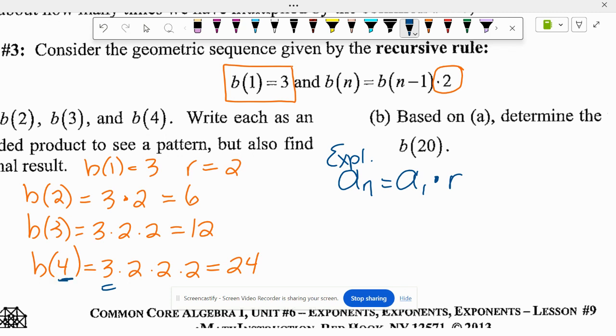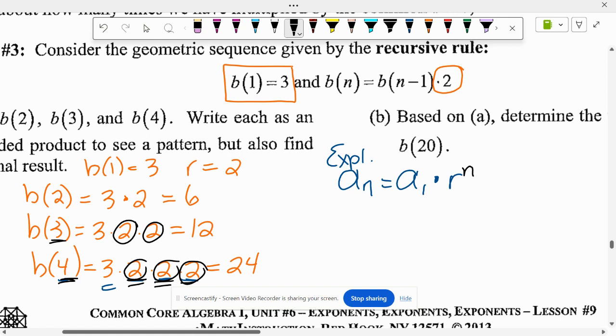But if I'm looking for the fourth term, how many times do I multiply by the common ratio? Listen to what I said. When I wanted the fourth term, how many times did I multiply by the common ratio? How many circles are up there? 3. If I want the third term, how many times do I multiply by the common ratio? So how do we show 1 less? N minus 1. And it's a power, right? This is 2 times 2 times 2, or 2 to the third power. So the n minus 1 is actually an exponent.